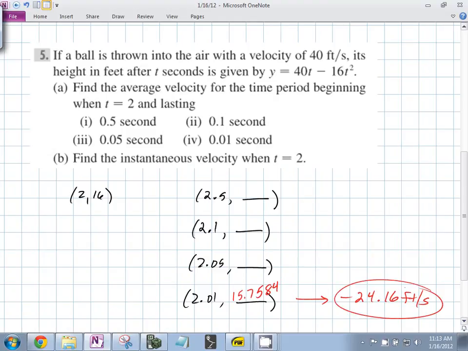So what you did was put in f of 2.01, so I did equals 15.7584. Yes, that's right. So into the 40t. That right there. You got it? Yep.